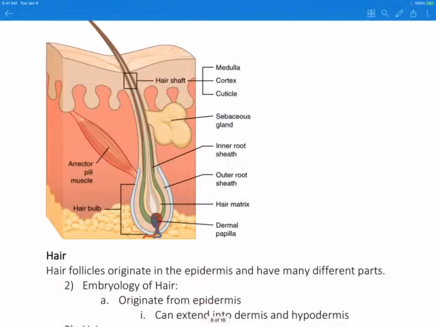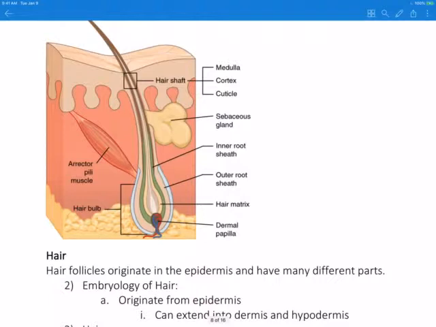You can see in this image the erector pili muscle. It's a smooth muscle, so it's controlled involuntarily. When it contracts, it can make your hair stand up on end, and it'll trap a layer of air between your skin and the tip of the hair, and that insulates you. It's seen as goosebumps, so it is involved to some extent in thermal regulation.